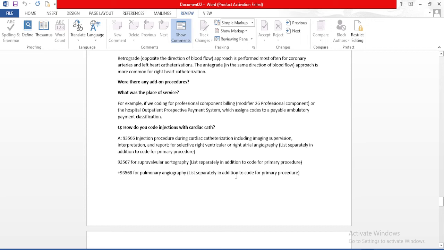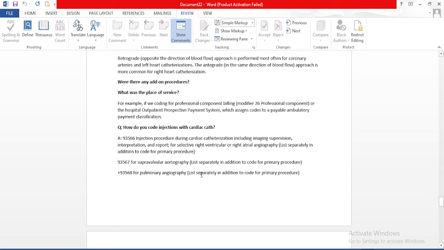For example, if you are coding for professional component billing, modifier 26 is the professional component, or the hospital outpatient prospective payment system, which assigns a code to a payable ambulatory payment classification. We need to check whether it is a physician or a facility or a hospital. If the physician performs this procedure, we need to add the professional component to the CPT code.